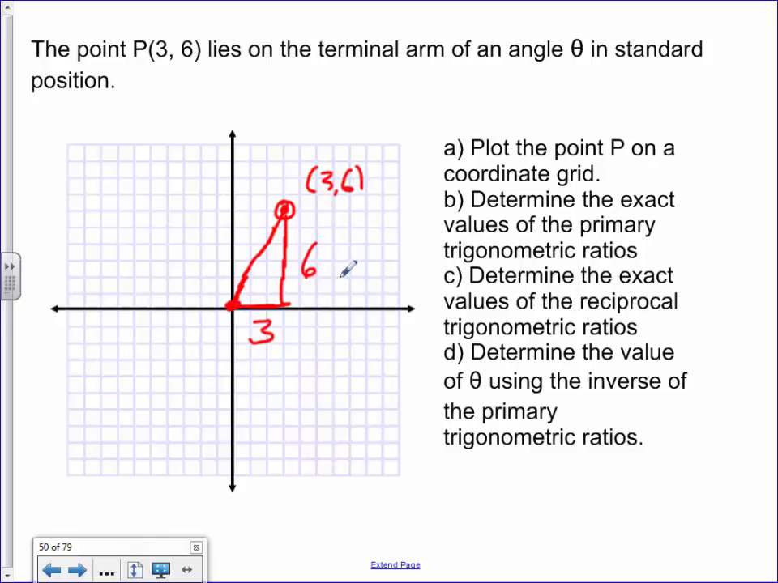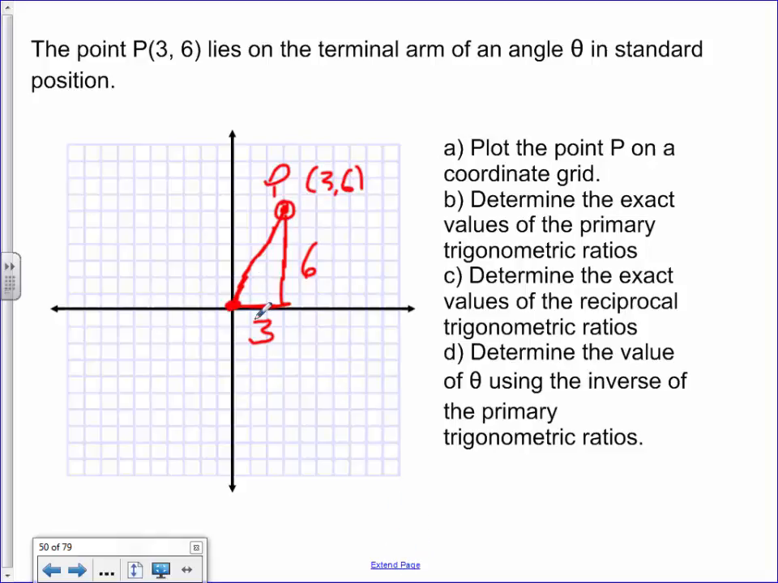How would you know which line to draw, like that one? We always draw down to the x-axis. That's the standard convention, because you could draw a triangle like this, but by standard convention we always draw down to the x-axis. Good question. In terms of what I've asked you to do here, it says plot the point P on a coordinate grid. There, I've plotted point P on the coordinate grid.